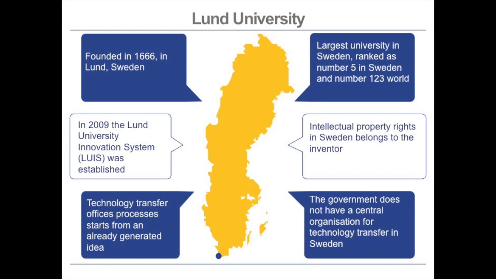To get the ideas into the market, Lund University Innovation System cooperates closely with the industry and is closely tied to the university and the region. However, the government does not have a central organization for technology transfer in Sweden. Instead, there is a trade organization for all parties working with innovation systems in Sweden. This organization is mostly working with knowledge transfer and other educational activities for its members, with the main goal of creating and facilitating a network.